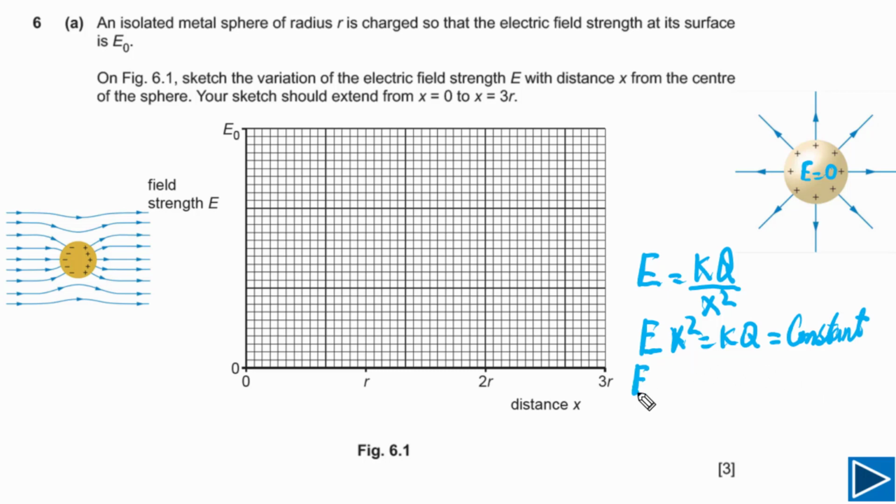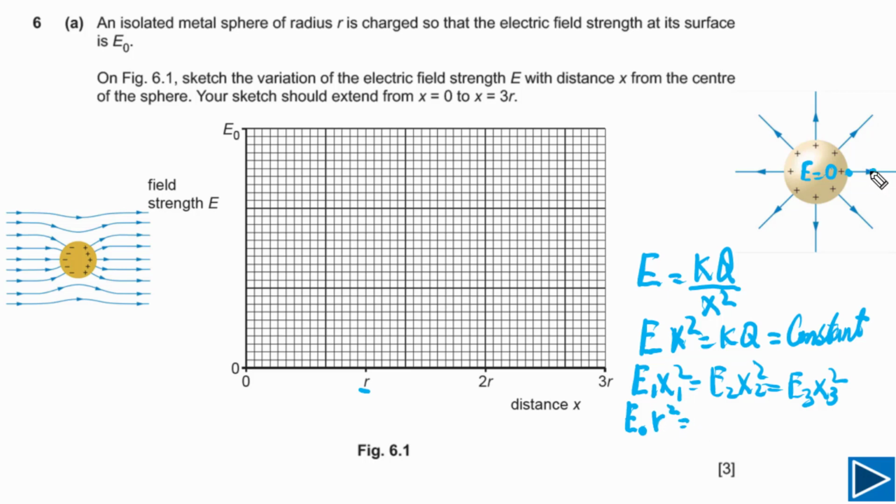We can also say that electric field E1 at distance x1, squared, will be equal to E2 times x2 squared, and this is also equal to E3 times x3 squared. Now what exactly does it mean? Let's say the distance from the center of the sphere is equal to r, meaning just at the surface. At this point the electric field is equal to E naught and this distance is r, so this is r squared.